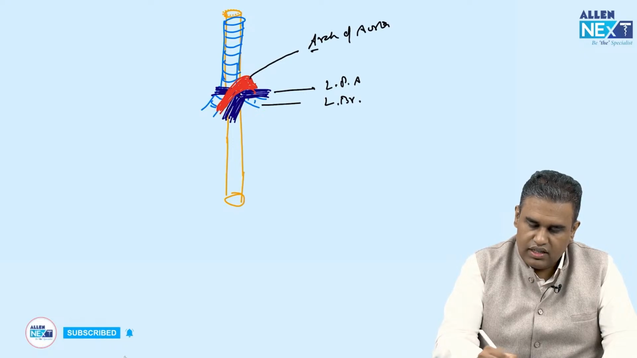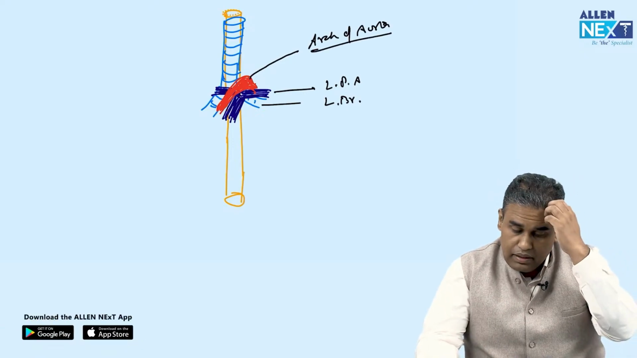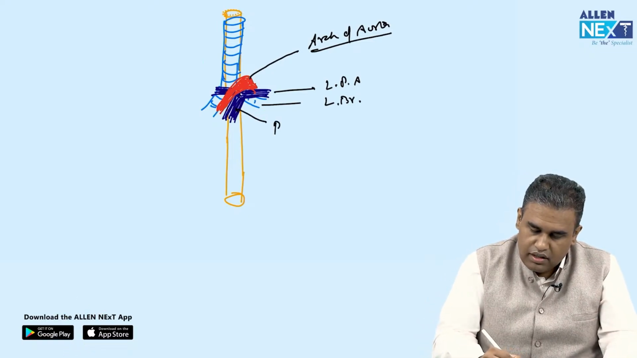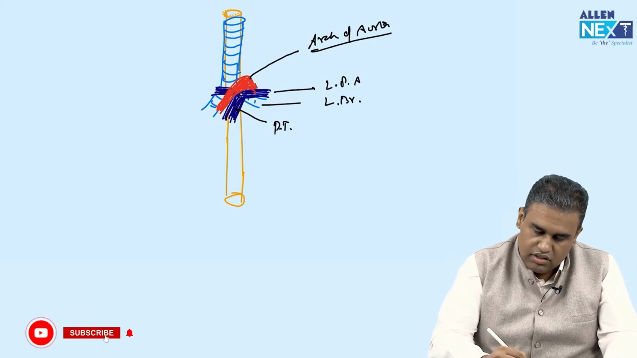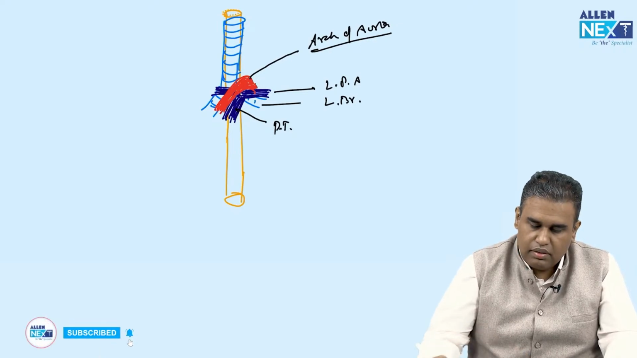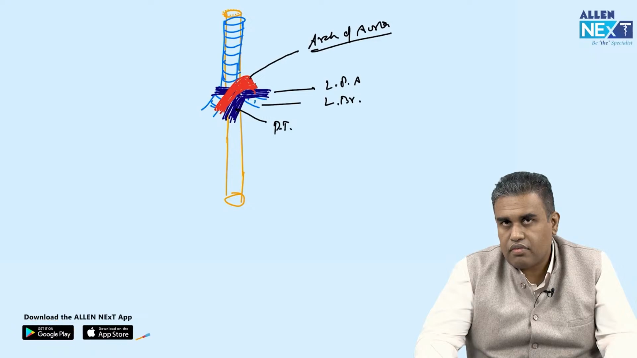It is looping over the left bronchus, and the pulmonary artery or pulmonary trunk is in the concavity of the arch of aorta. Okay, it's in the concavity. This is the arch of aorta, and the pulmonary trunk is in the concavity of it.